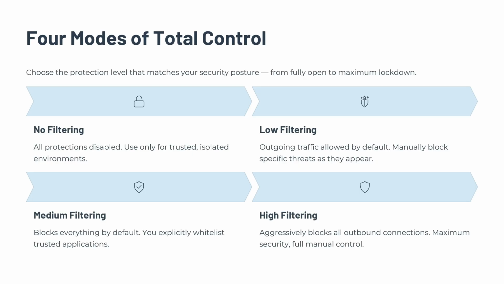Four modes of total control. No filtering: all protections disabled, use only in a trusted, isolated environment. Low filtering: outgoing traffic allowed by default, manually block specific threats as they appear. Medium filtering blocks everything by default. And high filtering aggressively blocks all outbound connections. Maximum security, full manual control.